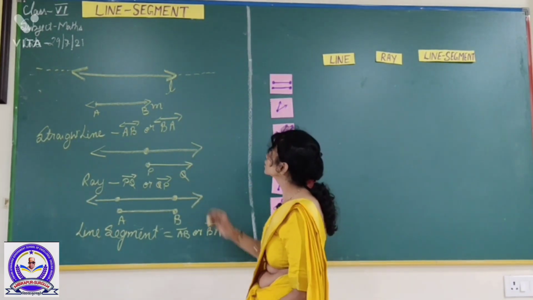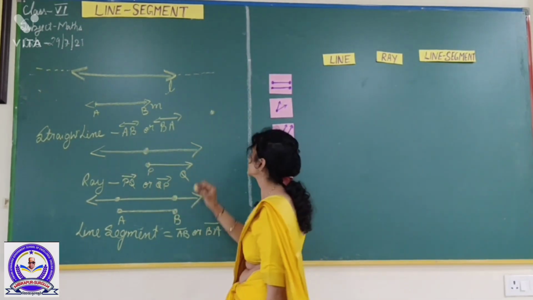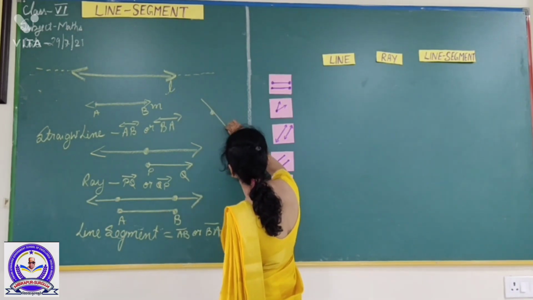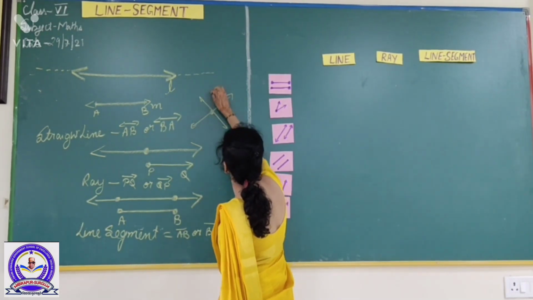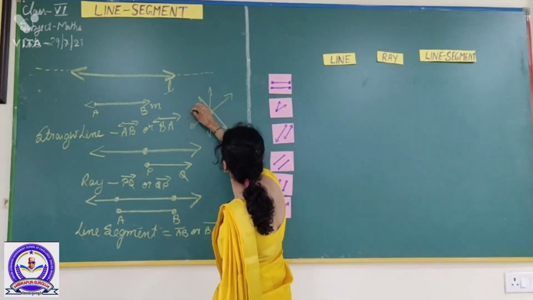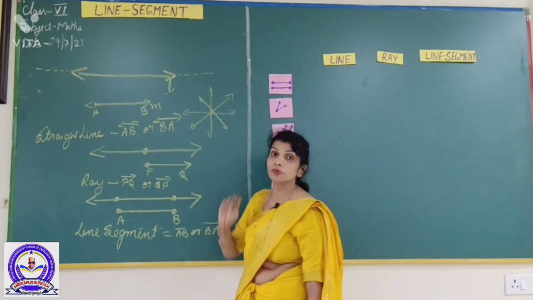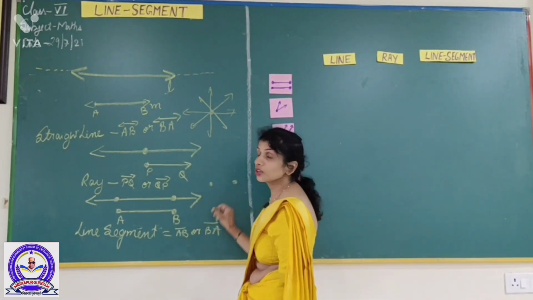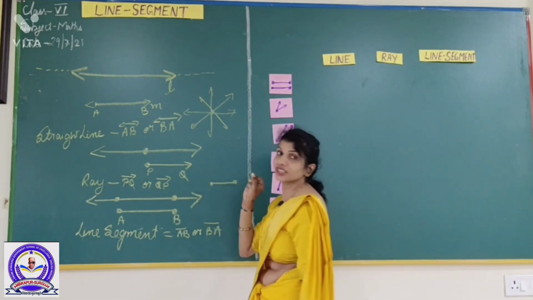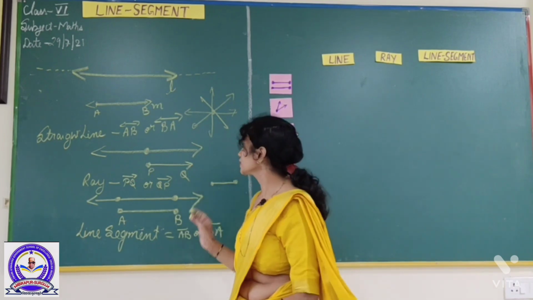Now students, through one point we can draw infinite straight lines. Just see here, I am drawing a straight line like that, another line like that, and another like that. So you can draw as many as you wish through one point, but through 2 points you can draw only one straight line. Now you have understood this concept.